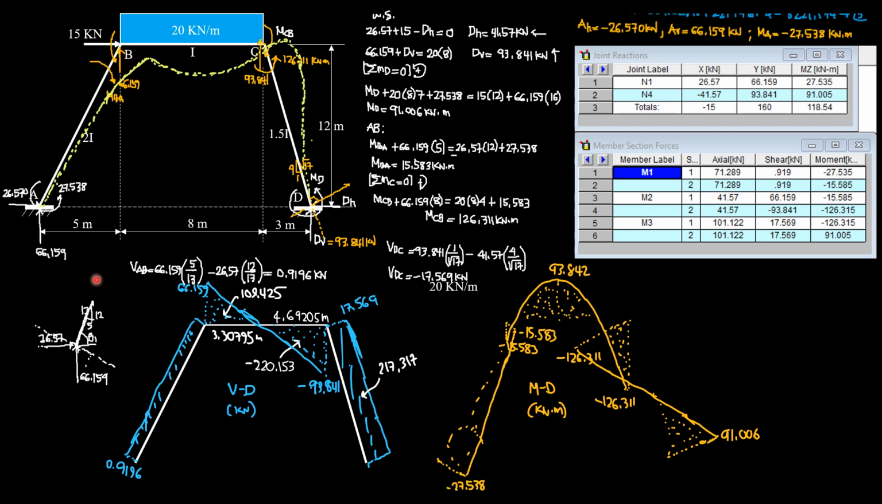So MBA plus 66.159 times 5 equals 26.57 times 12 plus 27.538. So MBA is 15.583, and that is correct in that direction.